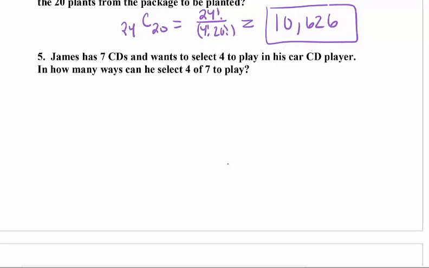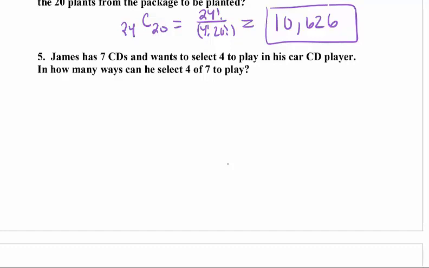Going to number 7. James has 7 CDs and wants to select 4 to play in his car. 7 different CDs, so I'm not repeating. He wants to select 4 different ones to play. It doesn't say the first one selected will be played more times or anything like that. So this is just, I look at 7 CDs, I'm picking 4 of them to play.